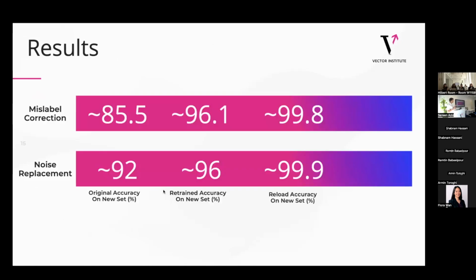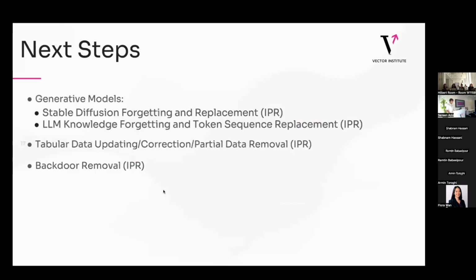The results for the completed tasks show that through RELOAD, we effectively get improved accuracy on your actual testing and retain and new data set. This shows that any sort of performance degradation that was caused by the corrupted or mislabeled data is corrected through this method, through a jump of almost 10% in noise replacement and 15% in correcting mislabeling.